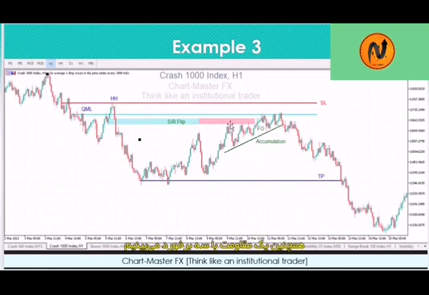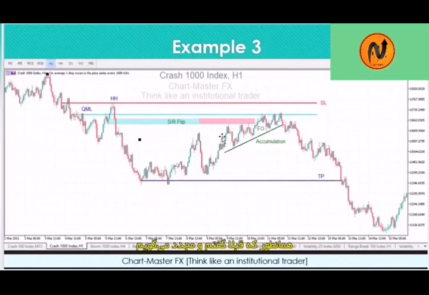So we can see also here that we had a resistance of 1, 2, 3 touches, and we can see that we had a fake out here, and we can see also that we had a support here which turned to resistance. So we have an SR flippy. So we have a confluence here. We have an SR flippy, we have a fake out, and also we have accumulation, which makes this a high probability setup. So once you have a PA, then you can place a trade.